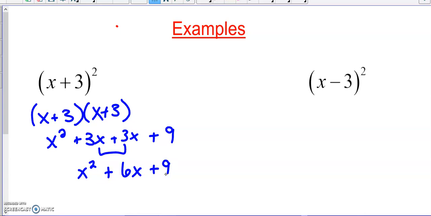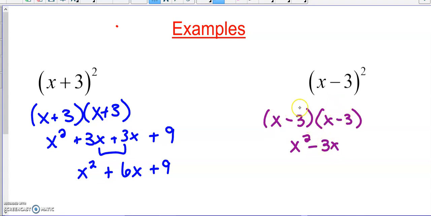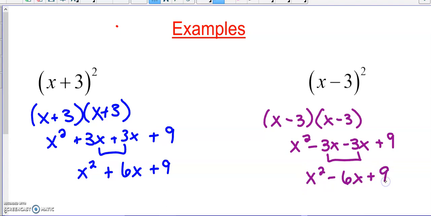Okay, let's try it if we have a subtraction in there. So I have x minus 3 squared, which means x minus 3 times x minus 3. Okay, now I can distribute. X times x is going to be x squared. X times negative 3 is negative 3x. Negative 3 times x is negative 3x. And negative 3 times negative 3 is a positive 9. Combining these like terms, I now have x squared minus 6x plus 9. Okay?